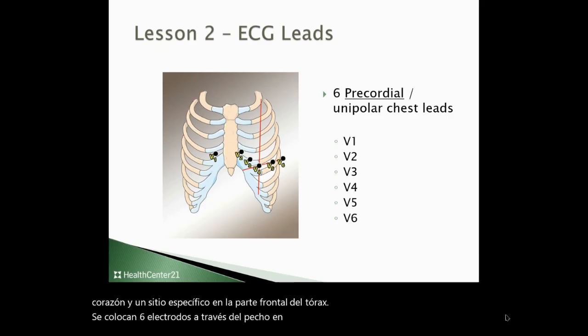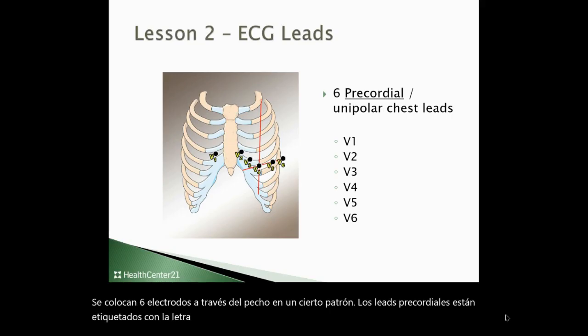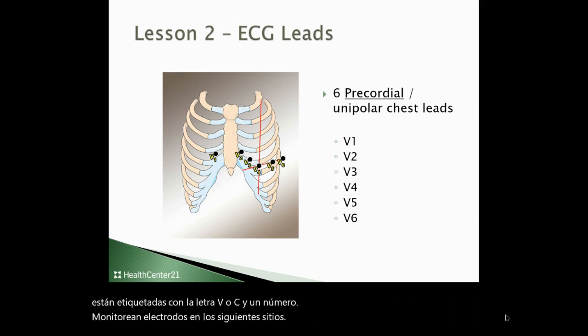The precordial leads are labeled with the letter V, or C, and a number. They monitor electrodes at the following sites. V1, fourth intercostal space on the right side of the sternum. V2, fourth intercostal space on the left side of the sternum.